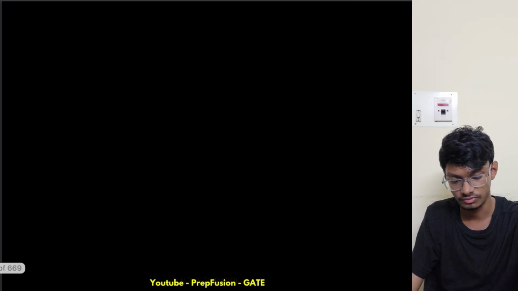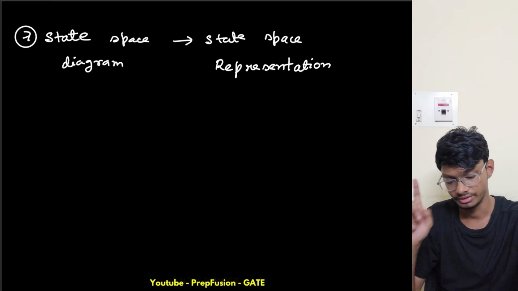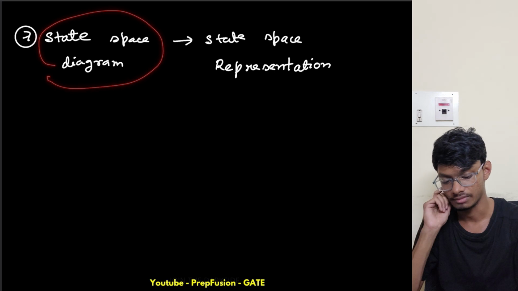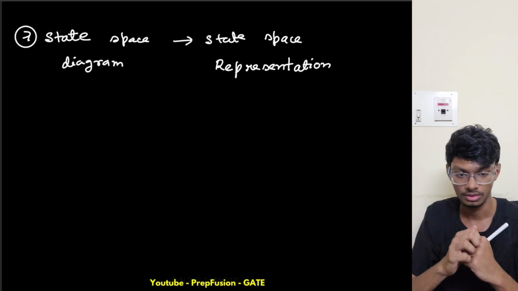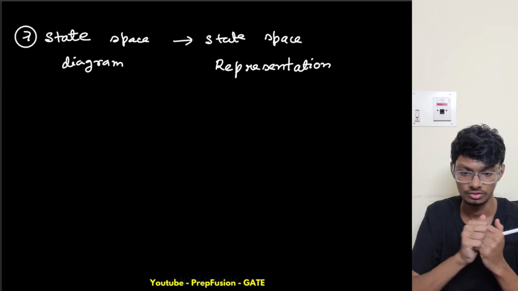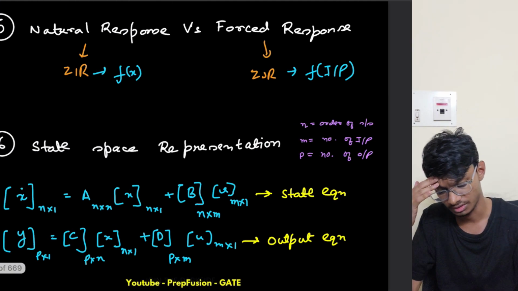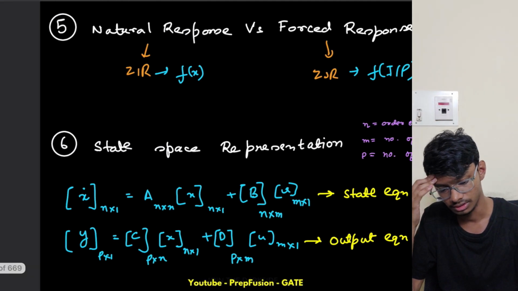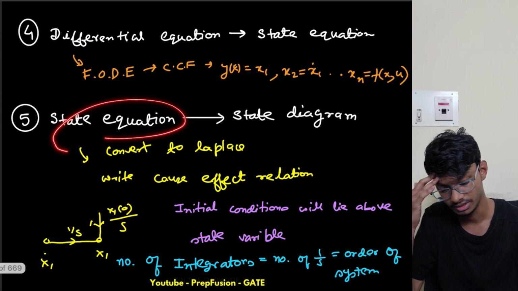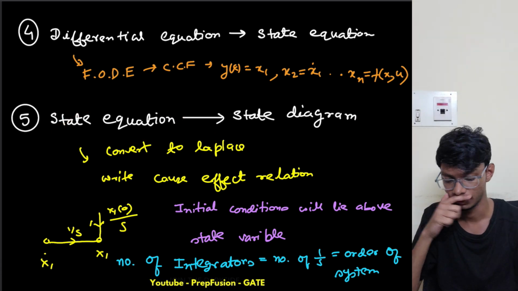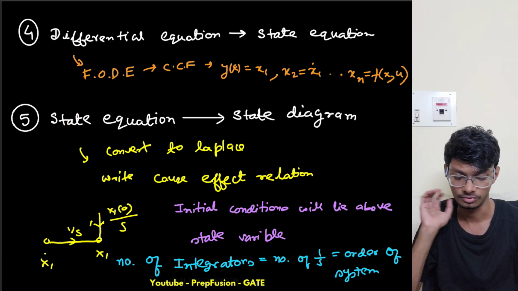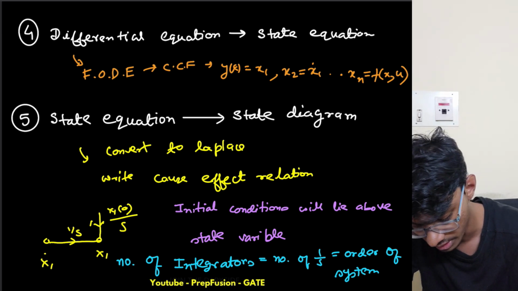So next, what we did was go from the state space diagram to the state space representation. We are going in the reverse direction now. We had the state space representation, like the differential equation you're talking about. So we had the state equation, and we went to the state diagram. We also had the output equation. Then only can we go to the state equation and the output equation.